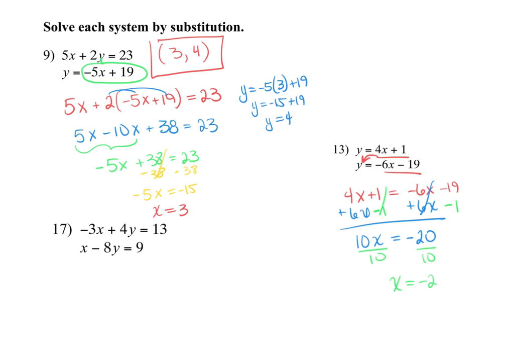And just like the other one, plug it into either equation to solve for your y. I know my x value. I need my y value. Y equals 4 times x plus 1. So y equals negative 8 plus 1, or negative 7. So now I know my y value. And I am done. Always solve for x and y.